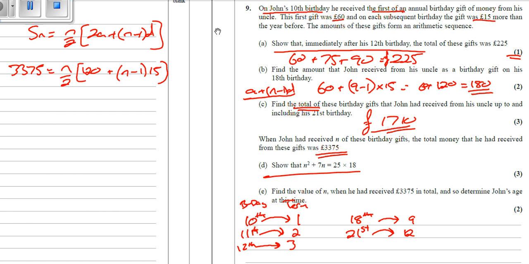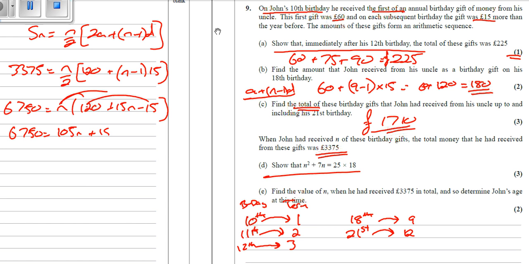So then, if we multiply both sides by 2, that's going to be 6,750. And then if we simplify the brackets, 120 plus 15n minus 15. 120 take away 15 is going to be 105. So if we then multiply that by n, it's going to be 105n. Multiply n by 15n, that's going to be plus 15n squared.